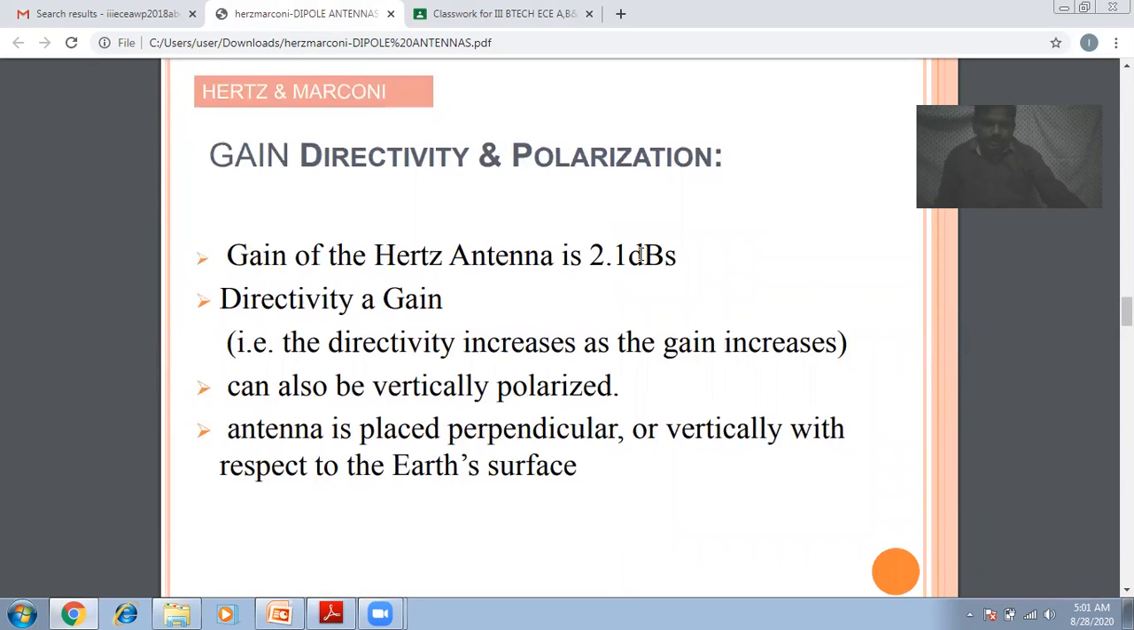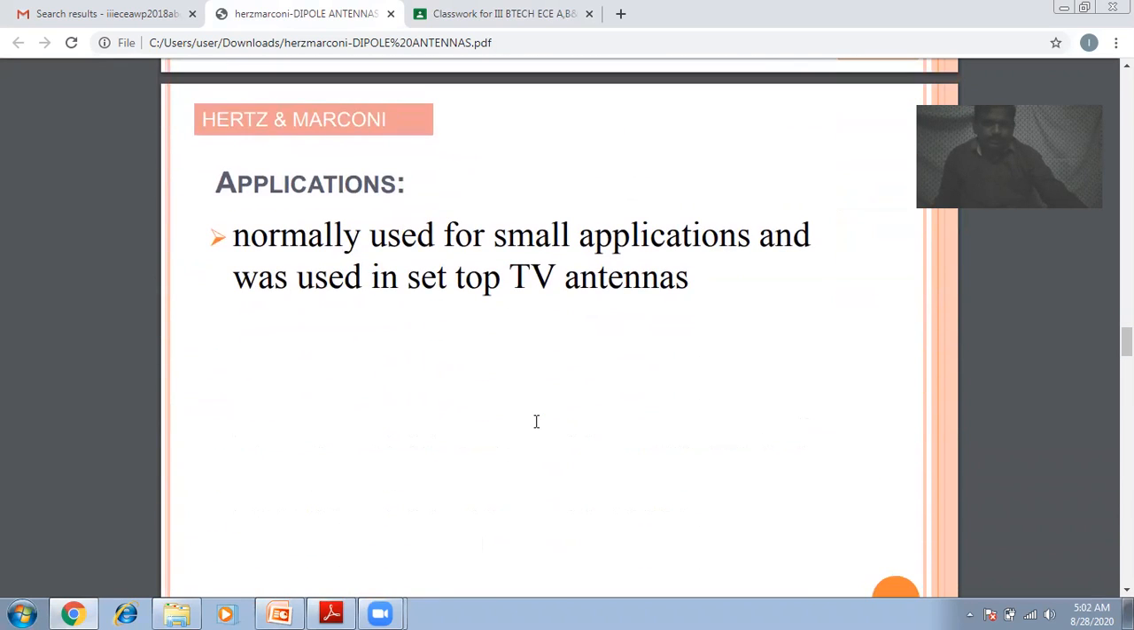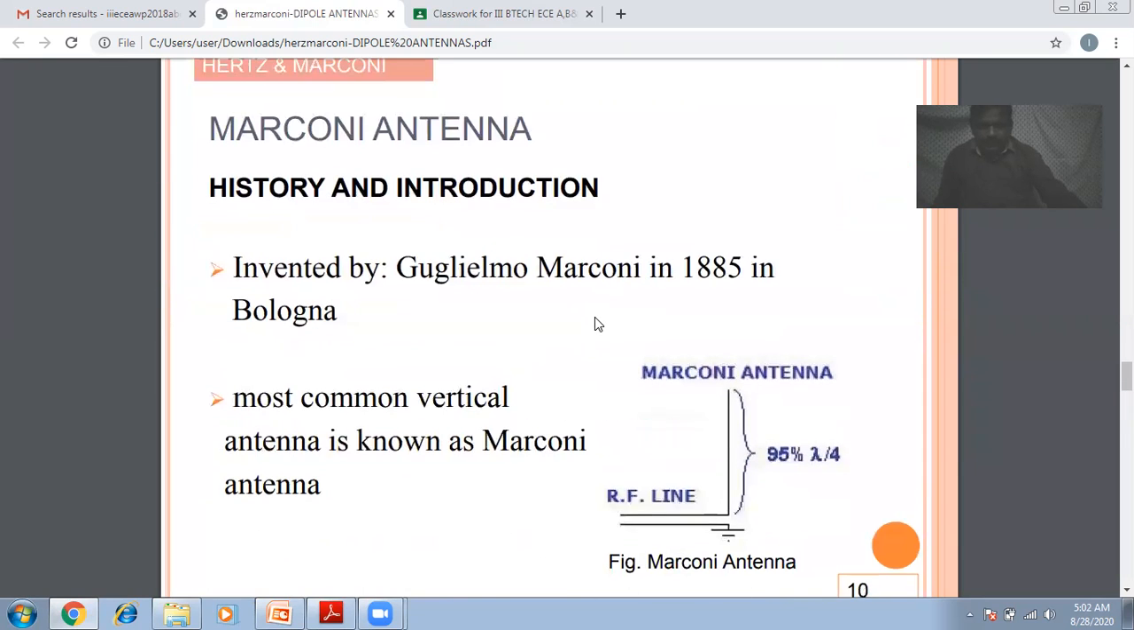The gain of this half-wave dipole antenna, or Hertz antenna, is 2.1 decibels. The antenna is placed perpendicular or vertically with respect to the earth surface. It is normally used for small applications and was used in set-top TV antennas. Already we have seen the applications of this half-wave dipole antenna, and the other name for this antenna is Hertz antenna, as seen in the previous slides.